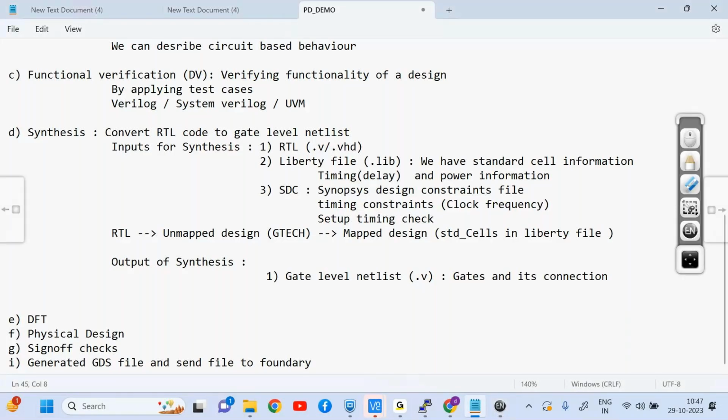Now, after synthesis, my design is in what form? One level of hierarchy is reduced. From behavioral, we are reduced to gate level. But synthesis is not straightforward. It's not like simply give the files and obtain the gate level netlist. To do synthesis, I have to meet all these things.